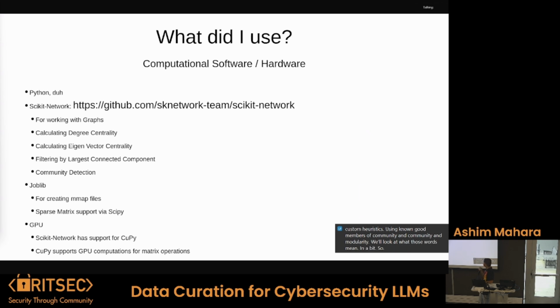So just what I used for the project: Python, a lot. Scikit-network, it is for working with graphs, calculating the eigenvector centrality scores, largest connected components, and community detection. Joblib for creating the memory-mapped files, because the web graph just contains the data in an adjacency list. If you have to compute a matrix, it's going to be huge, because now we're talking about a 100 million by 100 million matrix, which, if you don't use sparse matrices, amounts to almost a petabyte of data. And obviously we cannot construct that.